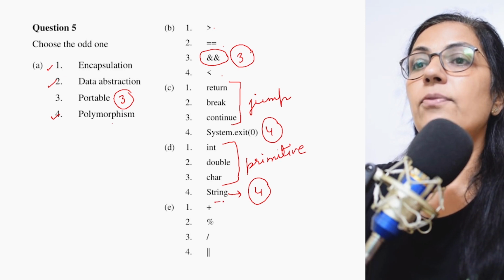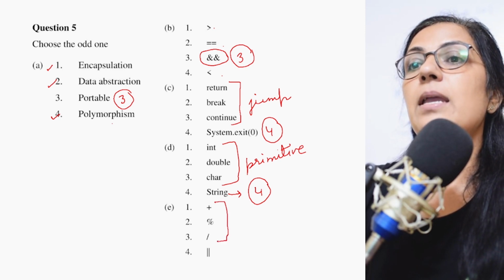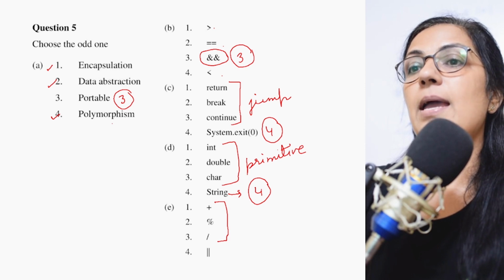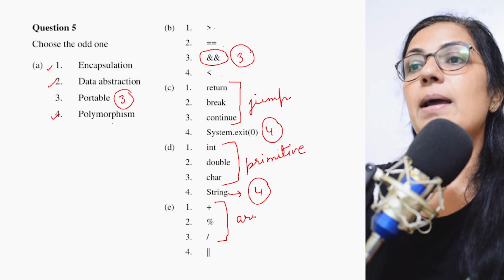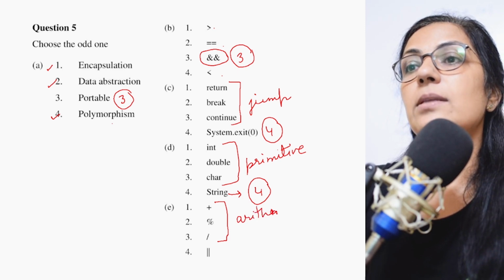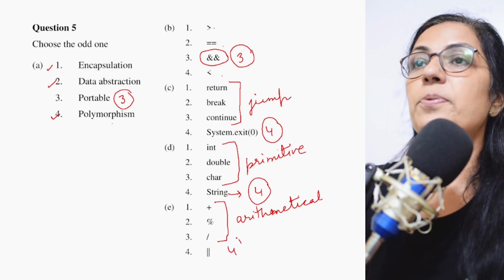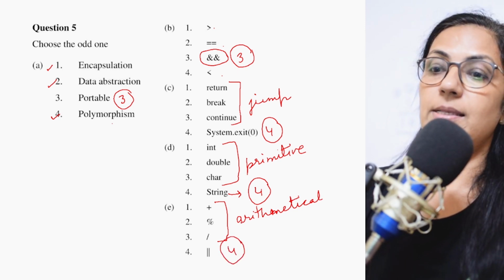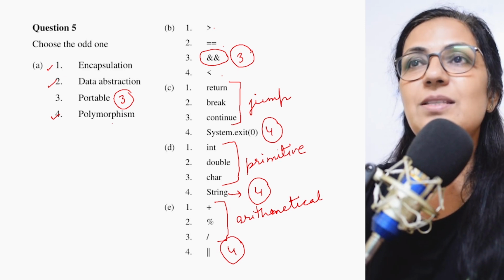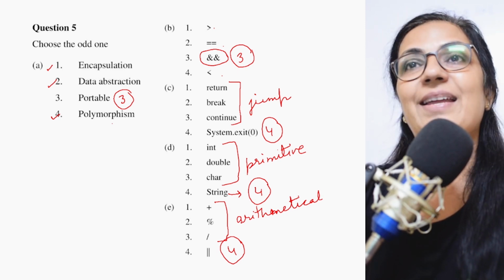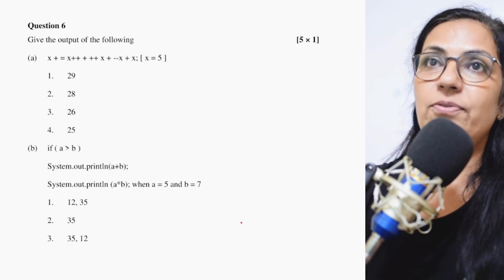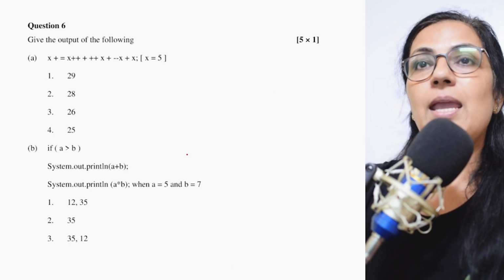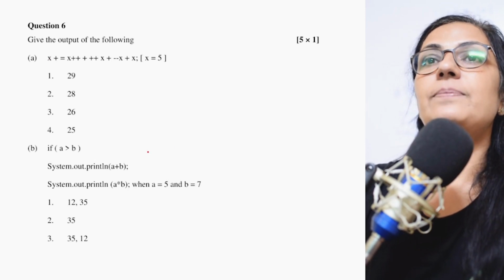Then you have next plus sign, modulus, slash operator and or operator. All these are arithmetical operators and you have or operator as logical. So option 4 is the correct answer. I hope children this is quite easy and all of you have done it correctly. Now we move on to the last question of this section A, that is question number 6.